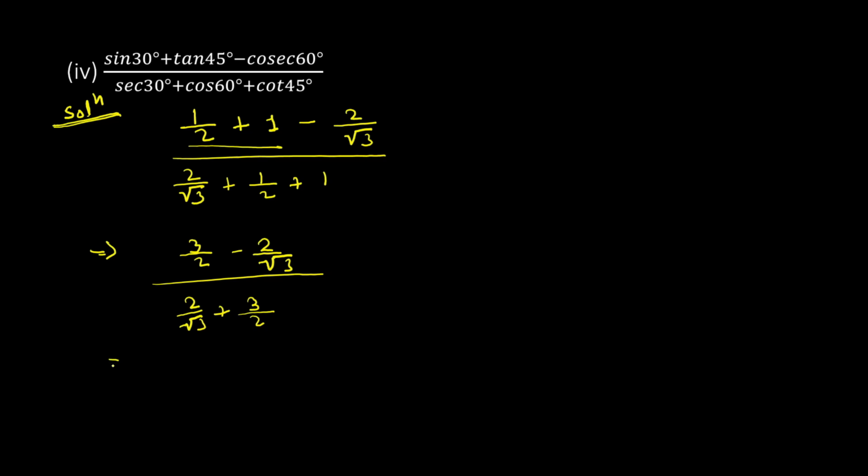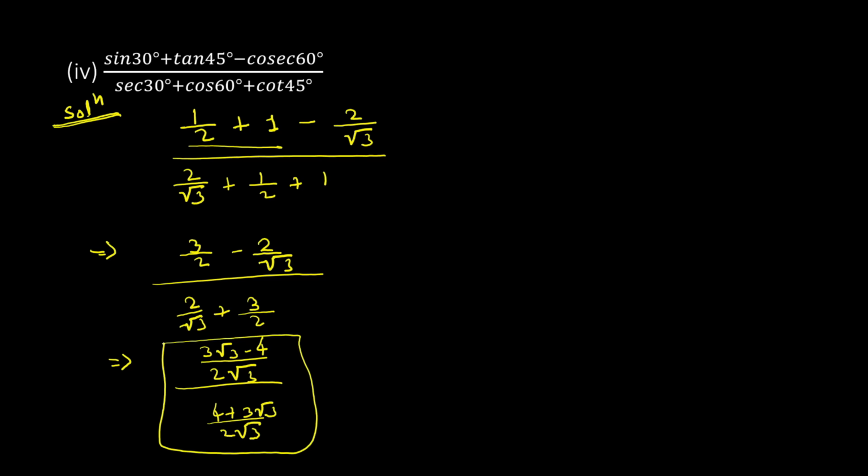Now we will take LCM. LCM is 2 by root 3. So it comes out as 3 root 3 minus 2 to the 4 upon 2 root 3, and now root 3 into 2 equal to 2 to the 4, 4 plus 3 root 3. After solving this one, it will be like this.